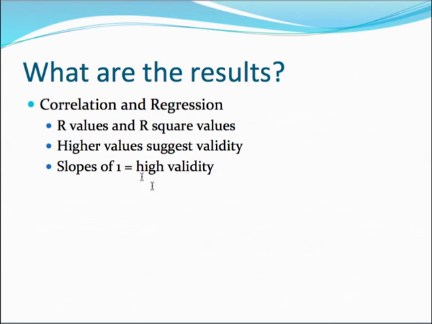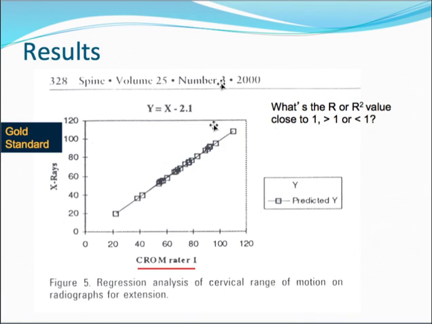In these results, you'll find R values and R square values, where an R value closer to 1 suggests good correlation and then suggests high validity of the new instrument, in this case the CROM. You can also look at the slope, and a slope of 1 means there's agreement. So here are the results from the CROM as it relates to radiographs. We have radiographs on the X, and the CROM on the Y, and we can see that the values are nearly perfect. The CROM was in high agreement with the X-rays, so it's a valid measure of cervical movement.